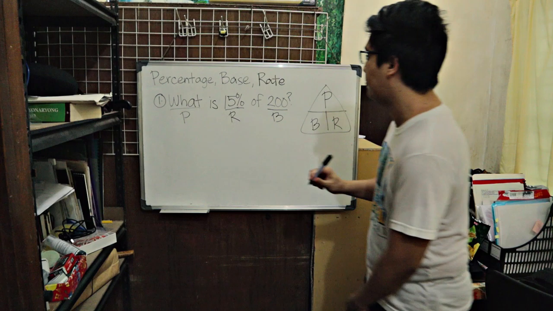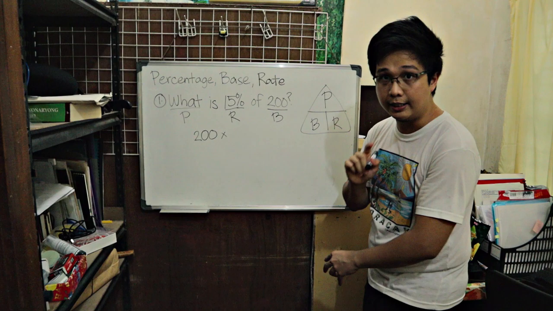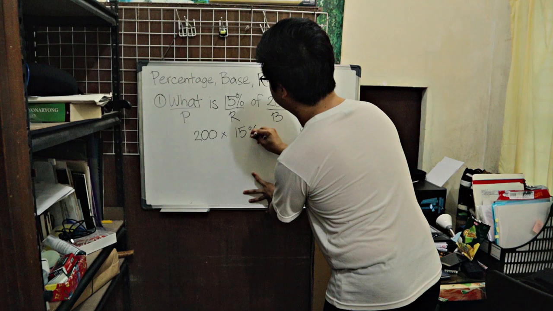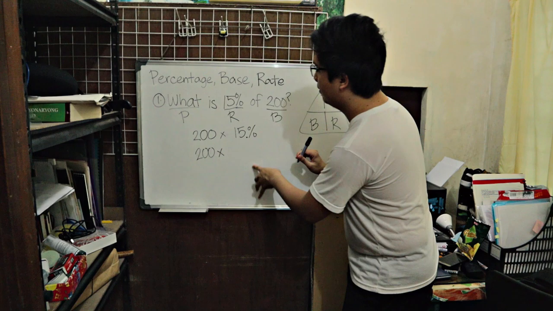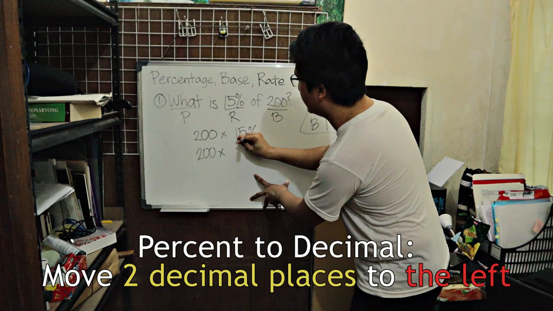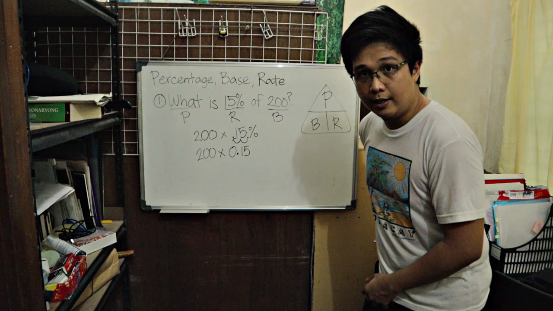Let's try. The base, 200, times our rate, 15% in decimal form. So it is 200 times 15% in decimal form. The decimal point is over here. How do we convert percent form to decimal form? You just move two decimal places to the left. So the decimal point is now to the left of 1. Meaning, this is 0.15. We keep the 0 to the left of the decimal point as a placeholder.